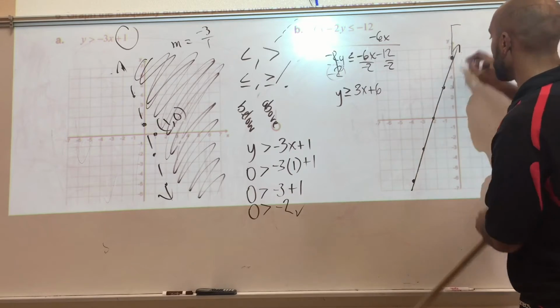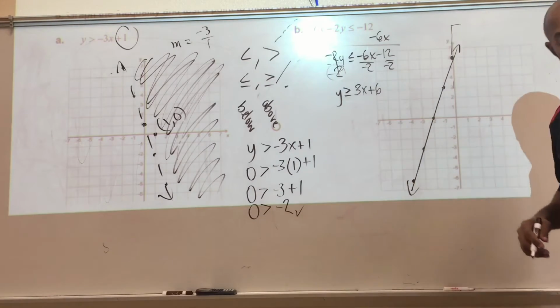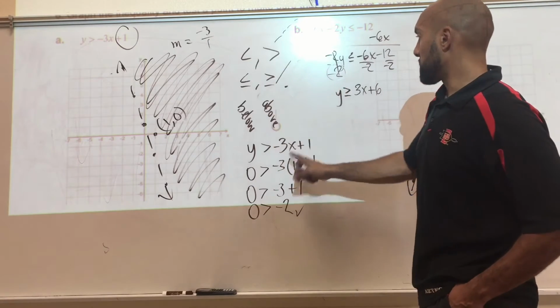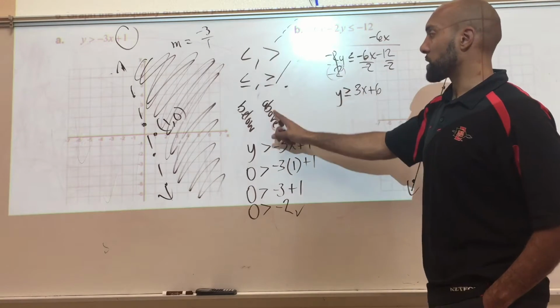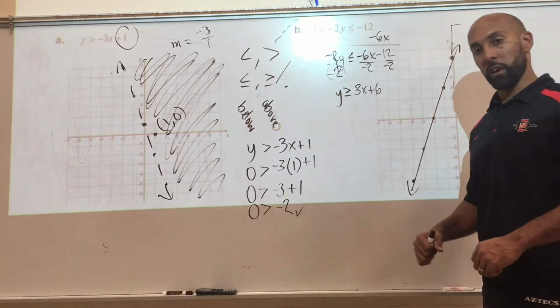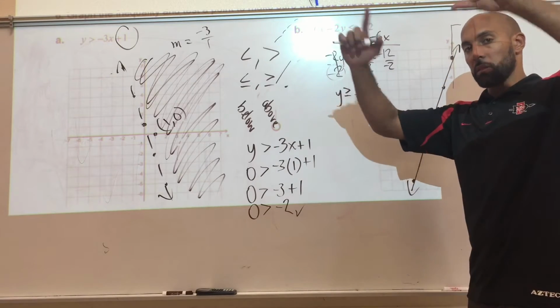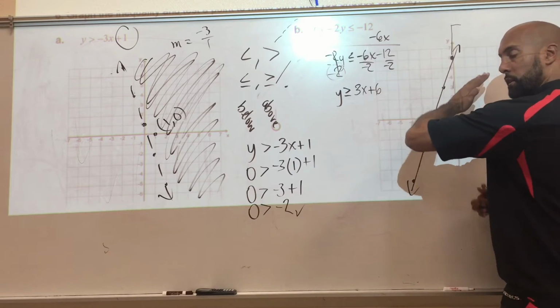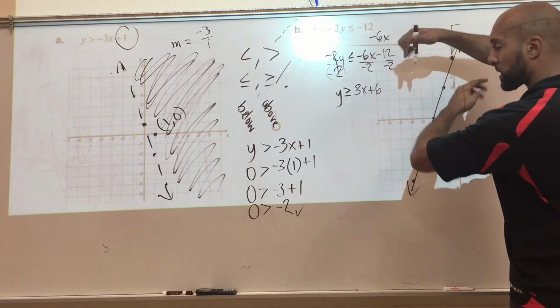Okay, there's my line. Now the last step is shading. It's greater than, and greater than says we go above. And think about it, if it's greater, we go up. If it's less, we go down. It's leaning this way, so above is going to be over here on this side.